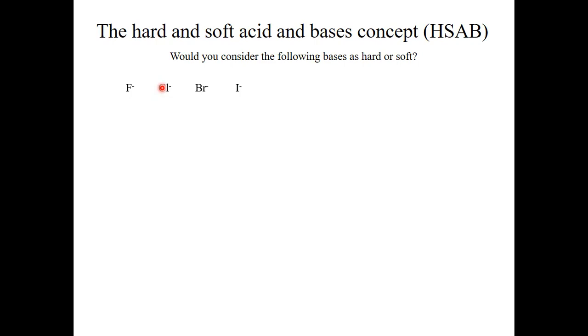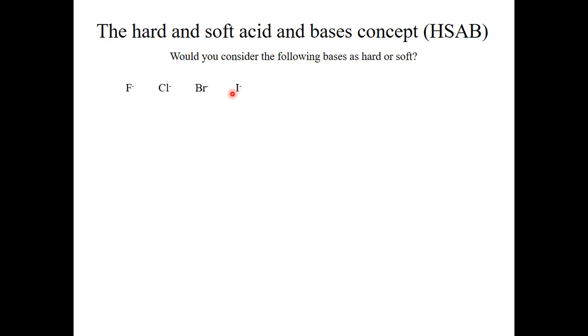You may unmute yourself or use the chat function. I would expect the fluoride to be the hardest base since it has the smallest radii, maybe, and highest polarity or electronegativity, rather. Yeah, so the fluoride is the hardest base because it's the smallest ion of that series, and the iodide is the softest base.